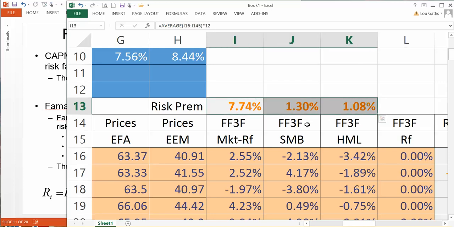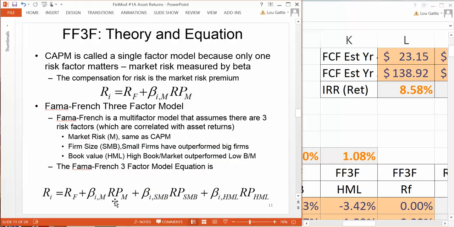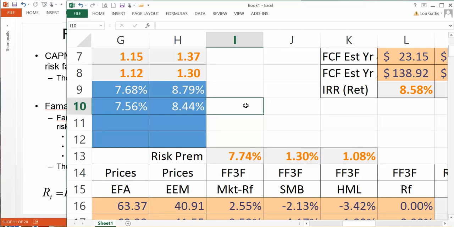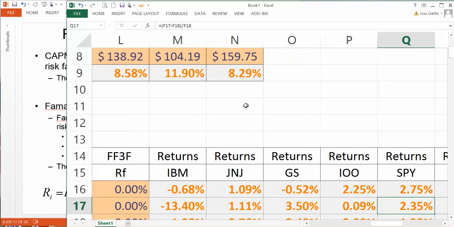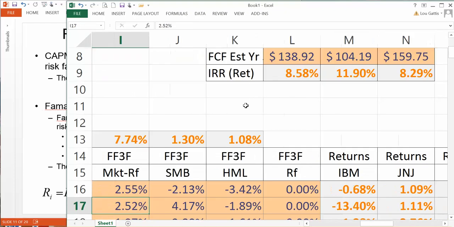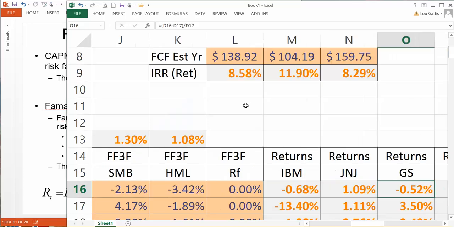Now, ideally, I'd like to go back and say, look over 50 years and estimate these factors, but we'll just use these for now. So now, to do the Fama-French formula, I have three risk premiums: the risk premium of market, size, and book value. Now I need three betas. And how I'm going to get those three betas is I'm going to regress excess returns of IBM, J&J, and Goldman Sachs against those three factors all at the same time using a multivariate regression and get three betas.